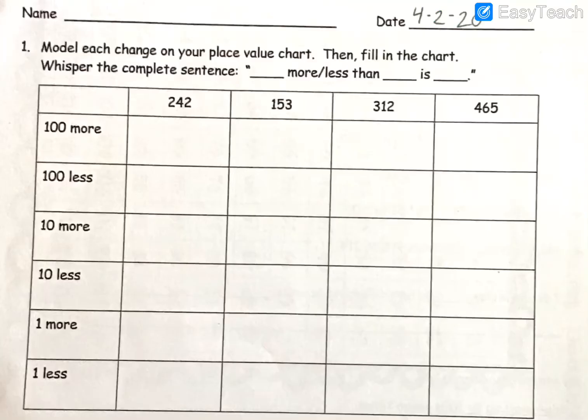Number 1 says, model each change on your place value chart, then fill in the chart. Whisper the complete sentence: something is more or less than something is something. So this is what this is going to look like. I'll do the first row with you right here, number 242. So I'm going to look at number 242. I'm going to say 100 more.